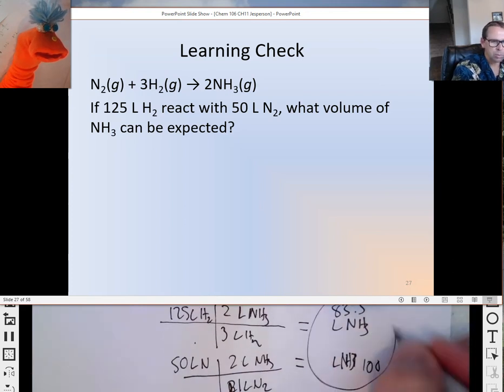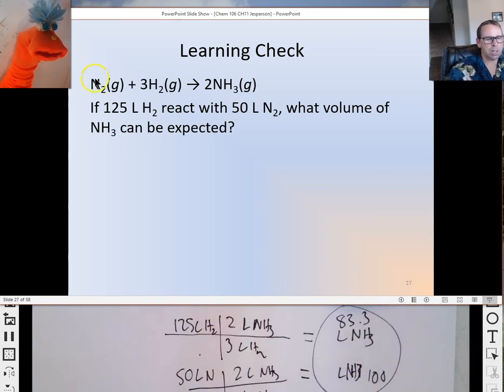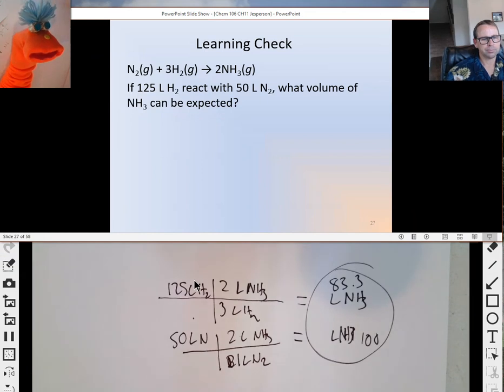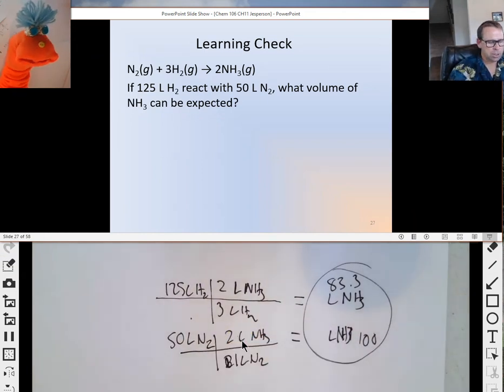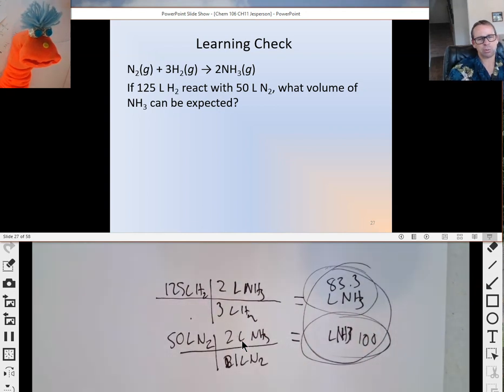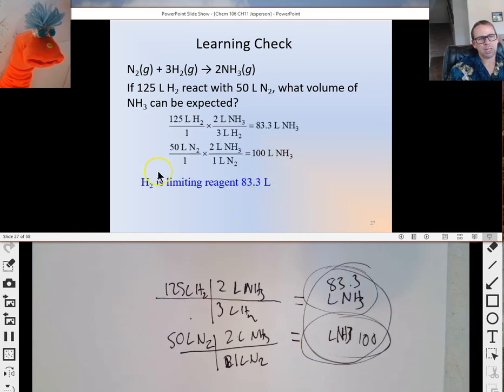So, which one's going to be our limiting reagent? It looks like the hydrogen is going to be the limiting reagent. That's right. Nitrogen will allow us to get 100 liters of ammonia, but the hydrogen only allows us to get 83.3 liters of ammonia. So the answer will be 83.3 because hydrogen is the limiting reagent.